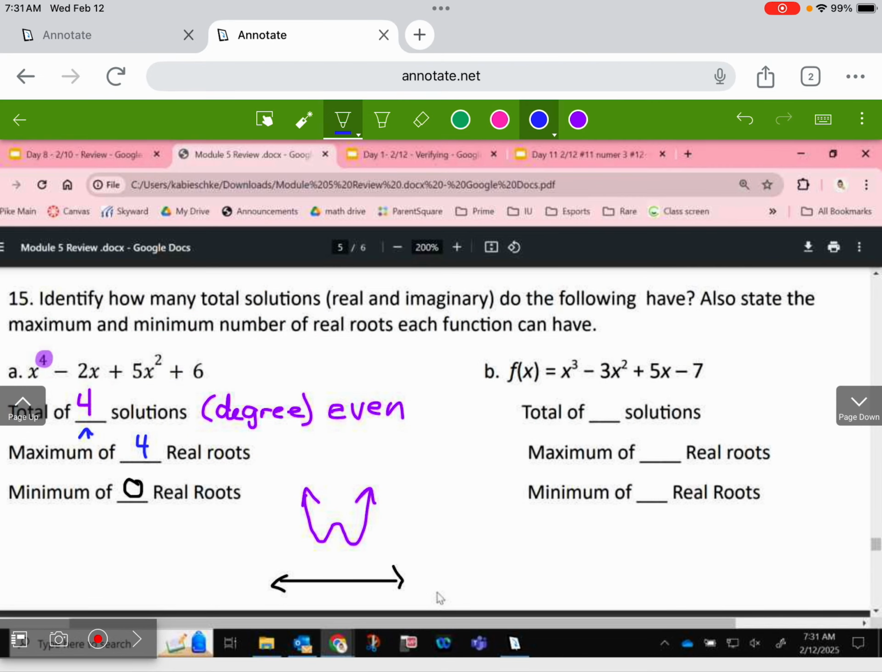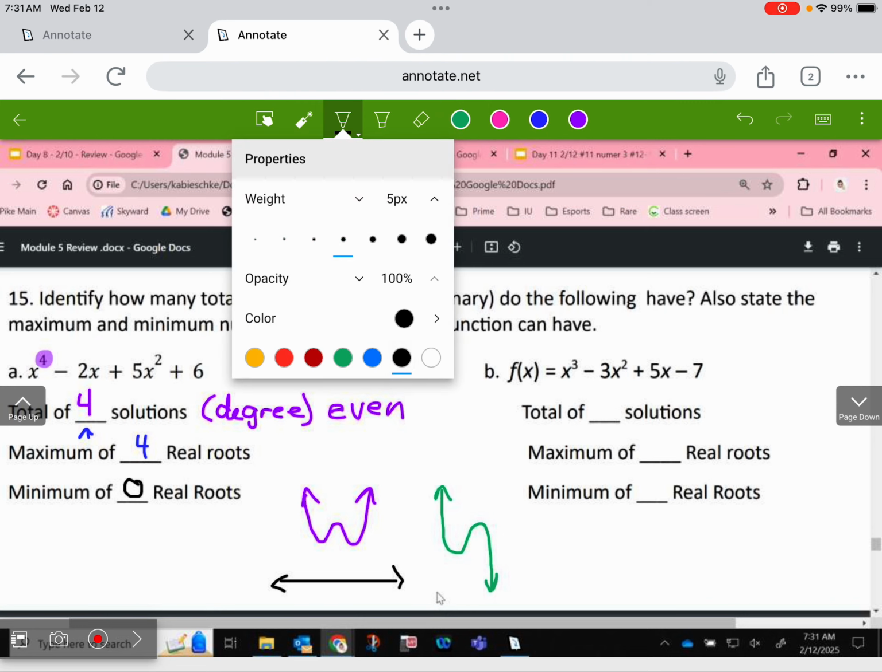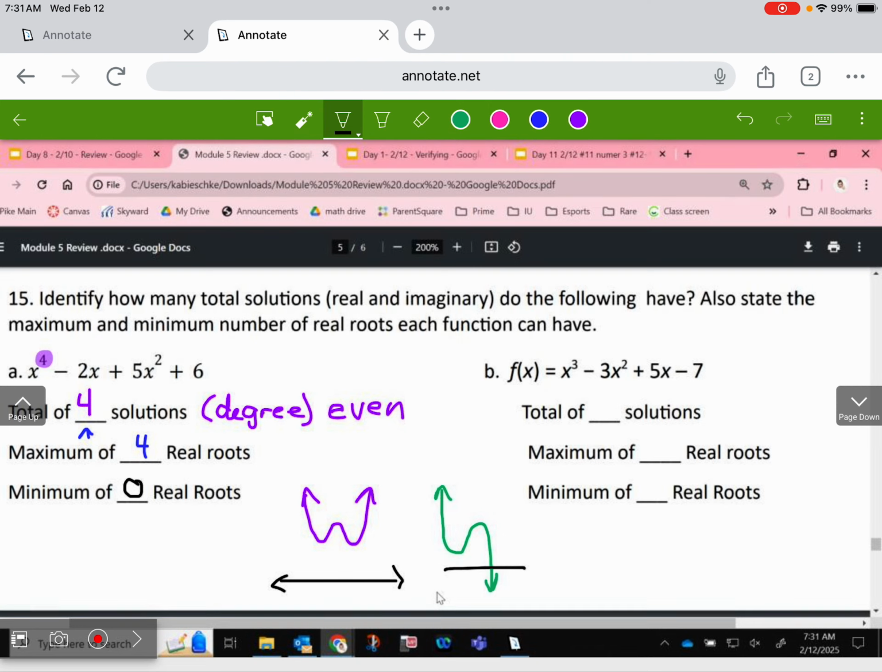If I had something that was odd, does this one have to cross the axis somewhere? Yeah, whether the axis is down here or up here, since my arrows go in opposite directions, my axis is going to cross this line somewhere, even if it's not on the picture. So if we have an odd degree, it has to have one, but even degrees do not have to have any.